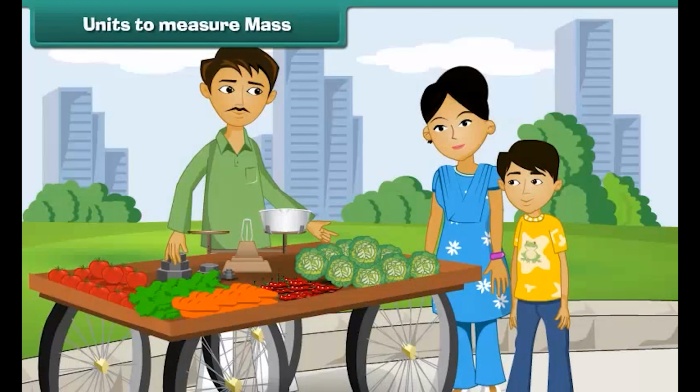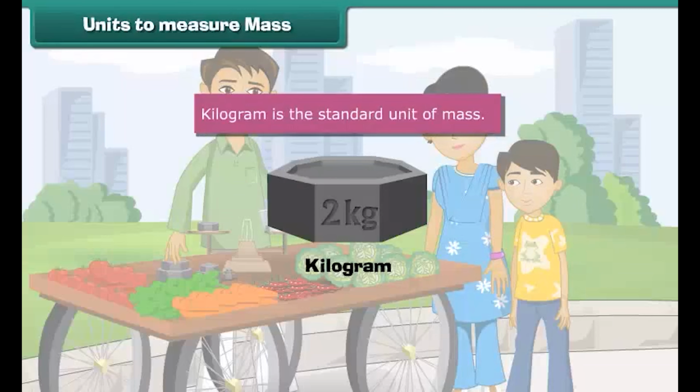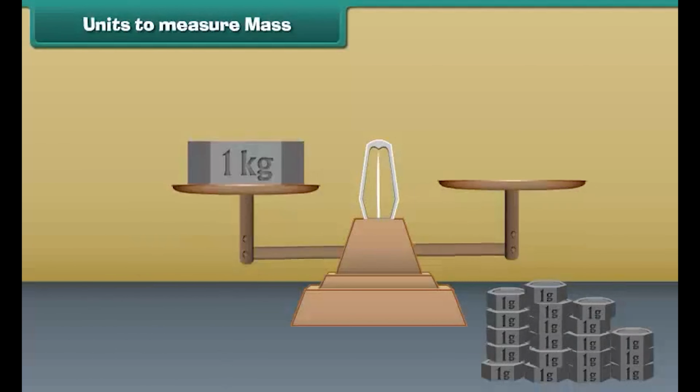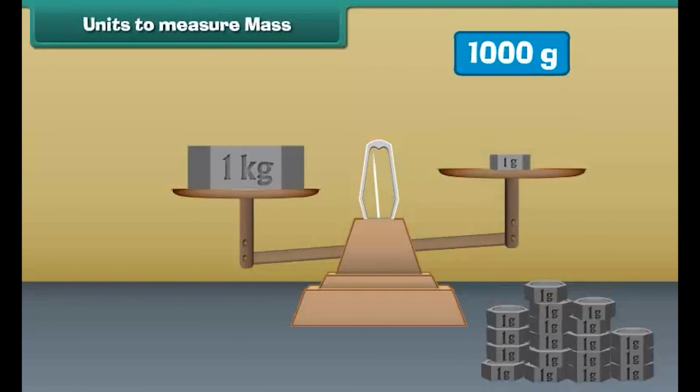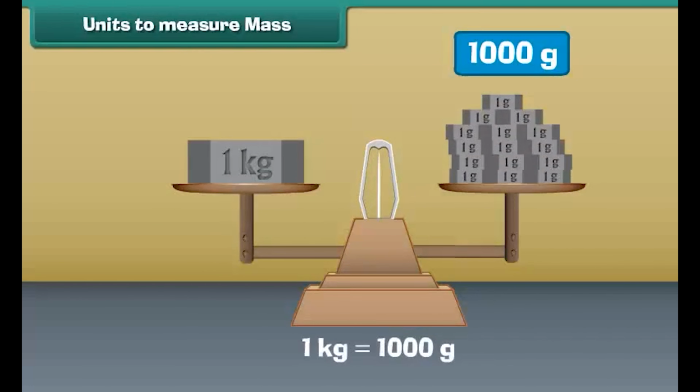You might have gone along with your mother for buying vegetables. You must have heard your mother asking for 1 kilogram cabbage, 5 kilograms potatoes, 100 grams green chili, etc. to the vegetable seller. Kilograms and grams are the two units used for measuring mass of substances, among which kilogram is the standard unit of mass. If 1 kilogram is divided into 1000 parts, then 1 part is called a gram. This means 1 kilogram is equal to 1000 grams.